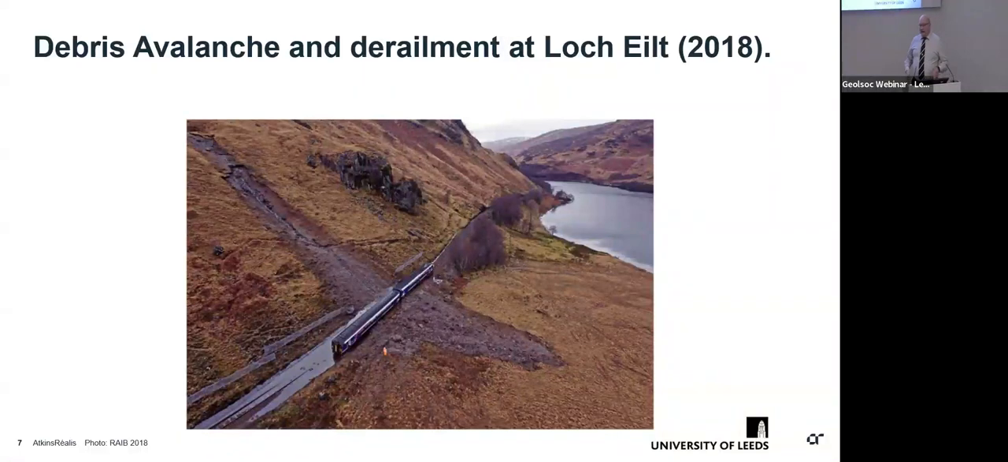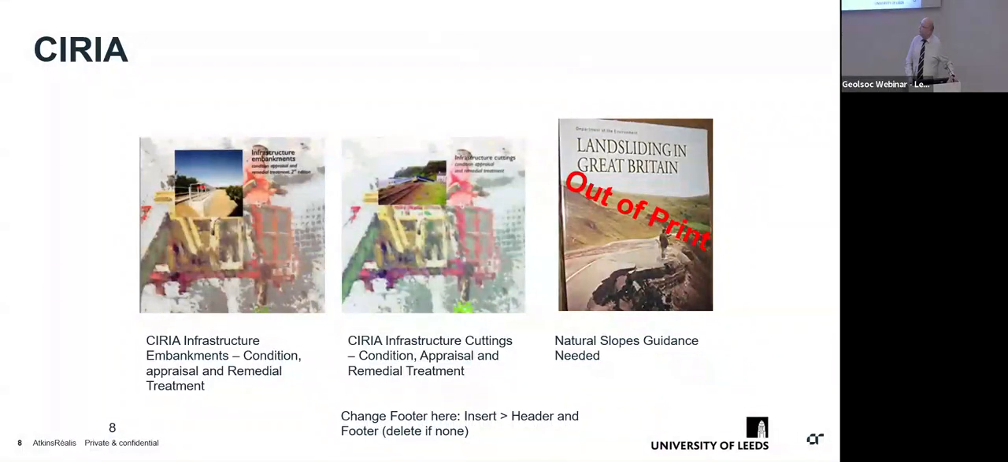When we deal with looking at infrastructure assets, we mainly only think about the asset itself. But natural slopes present us with a challenge. And therefore, we need to think a little bit about how we assess that going forward. We do have a problem with some really quite significant documents, such as the Natural Slopes Guidance, the landslide in Great Britain that is out of print. So there was a requirement for some documentation which actually was going to fill a gap.